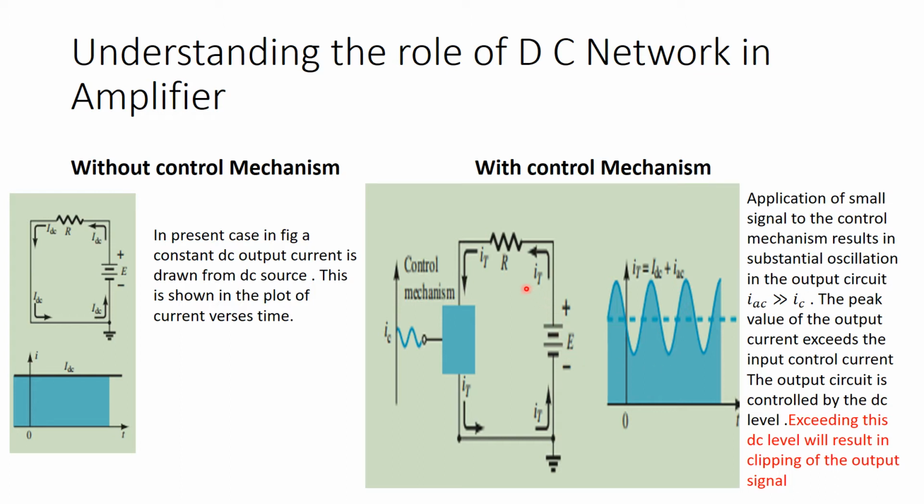The total current is the current flowing due to the DC source plus the AC current that is generated by the control mechanism. One thing we have to remember: if the peak value of the AC current exceeds the level set by the DC source, there will be clipping in the output signal, which is an undesirable factor as it leads to distortion. So we have to take control of this DC source.